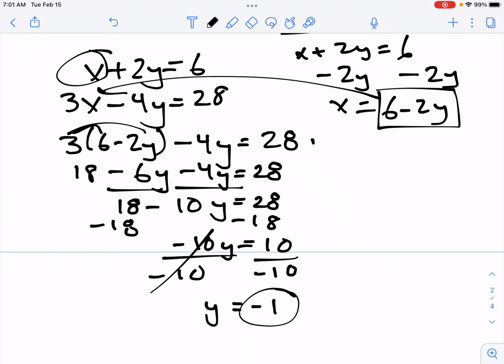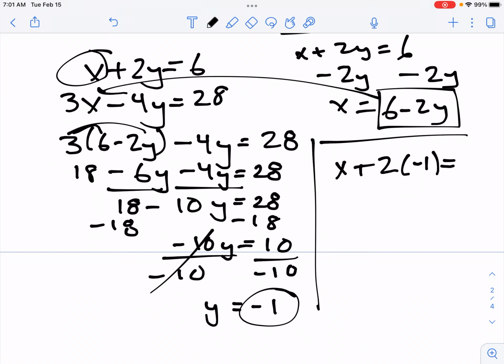So let's go x plus 2 times negative 1, that's my substitution, equals 6. So I have x minus 2 equals 6. We're going to add 2 to both sides, and then you have x is equal to 8.